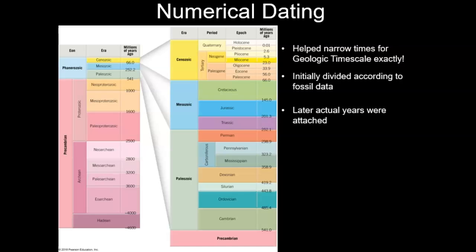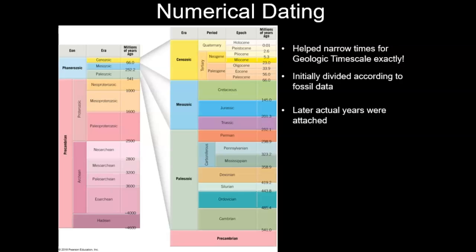So the next subdivision name is eras. So that's going to be all of these guys right here. The Phanerozoic itself has 3 different eras, those being the Paleozoic, the Mesozoic, and the Cenozoic. Paleozoic means ancient life, Mesozoic, middle life, and Cenozoic, recent life.